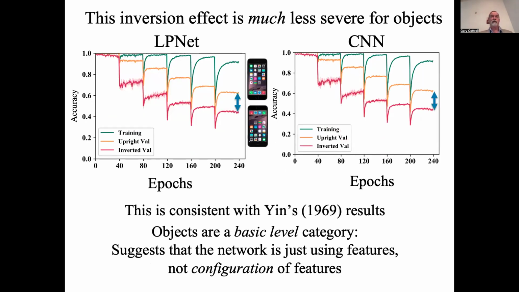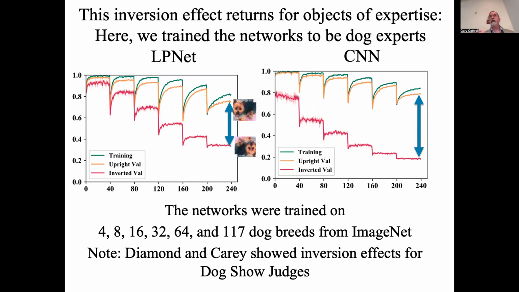The inversion effect is much less severe for objects than it is with people, because objects can be in many orientations and we don't generally have to individuate objects. They're a basic level category. On the other hand, dog show judges, Diamond and Carey, showed that when you inverted pictures of dogs, they were worse at recognizing them. And in fact, in one experiment, the non-experts actually were less impaired by inversion than the experts were. And the network's showing the same thing here.